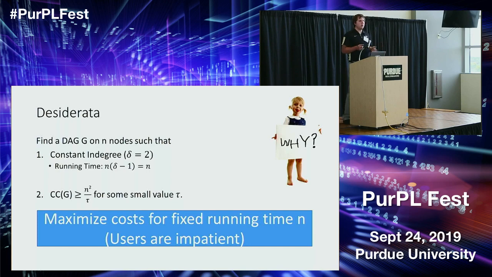Why is this the goal? Well, we're trying to maximize our cost for a fixed running time n. So n is our running time. We want to maximize the cost in terms of our running time n. Remember, users are impatient, so n is bounded. So we'd like the cost to be as large as possible within this constraint.